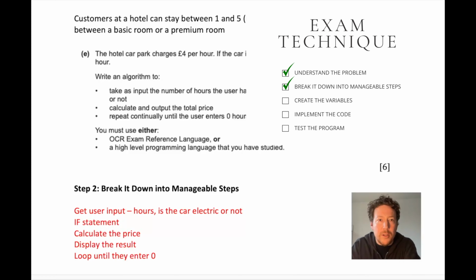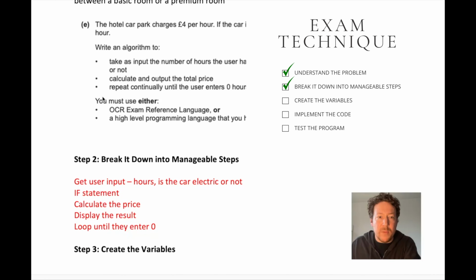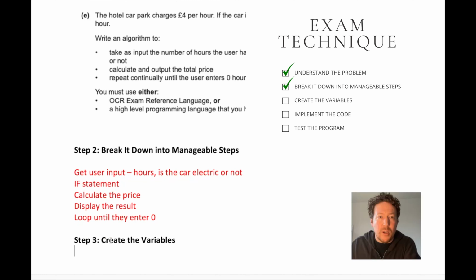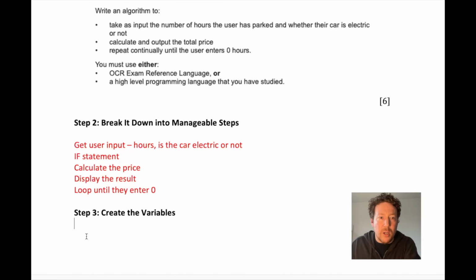Now that I've understood the problem and I've broken it down to manageable steps, I'm going to think about the variables which I'm going to need to store the data. So I've just written in my Word document just here something called variables. So I'm just going to start thinking about what variables I need for this program. Now I'm going to need a variable for the hours, so I'm going to write that in there. I'm also going to need the car type, so is it electric or not as well, so that's something which I can use.